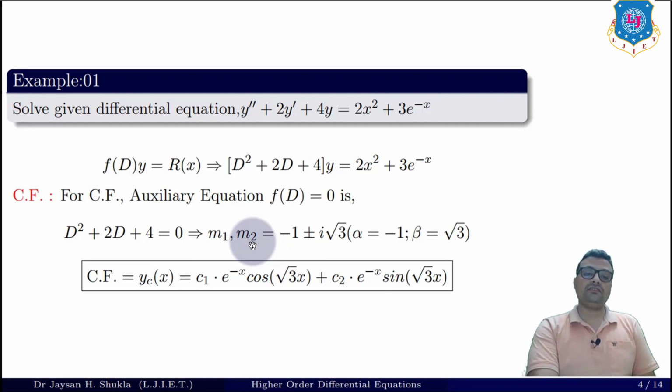Considering the auxiliary equation for the complementary function as f of D equal to 0, my answer would be m1, m2 equal to minus 1 plus or minus i root 3, and this gives me that alpha is minus 1 and beta is root 3. Therefore I need to take the third case of complementary function, which was for complex non-repeated roots. So it is c1 e raised to alpha x cos beta x plus c2 e raised to alpha x sin beta x, with alpha minus 1 and beta root 3.